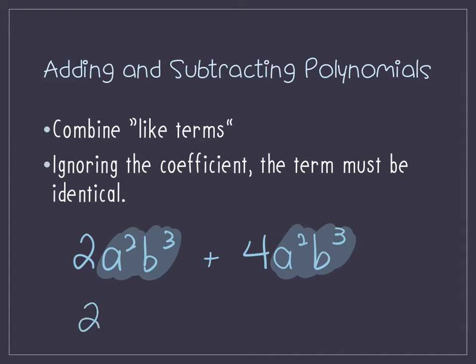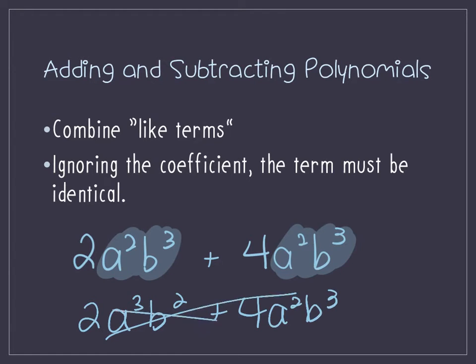If it's reversed, if it's a 2a to the third, b to the second, plus 4a to the second, b to the third, these cannot be combined because the a has a 3 on one of them but a 2 on the other. It has to be exactly the same, obviously without the coefficient. So you get to ignore the coefficient. If they're positive, we're going to add them. If one's positive and one's negative, we're going to subtract. If they're both negative, obviously we add but keep the negative. So all the same rules apply to adding and subtracting.